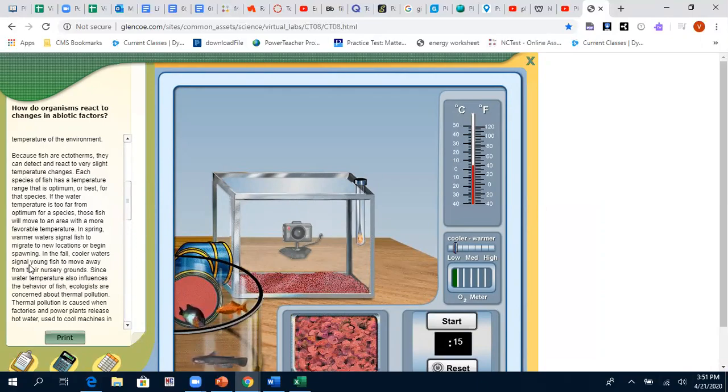Ecologists are concerned about thermal pollution. Now, thermal pollution is caused when factories remove their waste, that is hot water that has been used in the factories, by putting it deep into the ocean. Then thermal pollution happens, which means the water becomes too hot, extremely hard for the fishes to even survive.